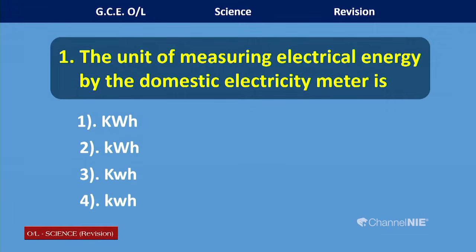It looks the same in all 4, but there is a difference. You can see the capital symbol. You have to be very careful when you are writing the units. So, the first answer, kWh. What is kWh? Kilowatt hours. What matters here is whether it is capital or simple.